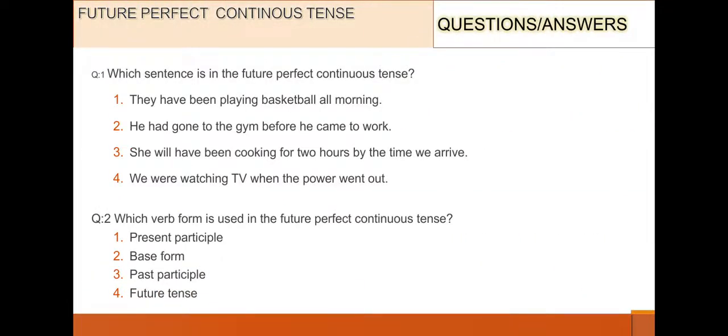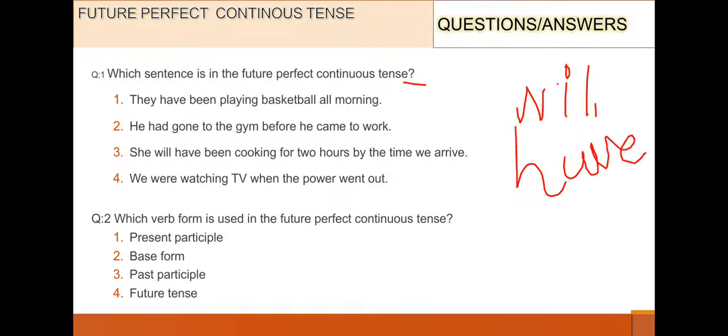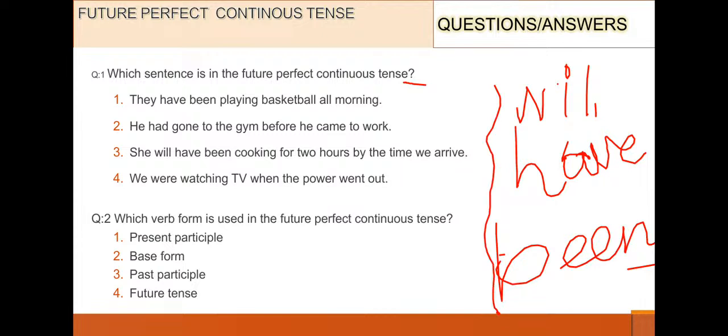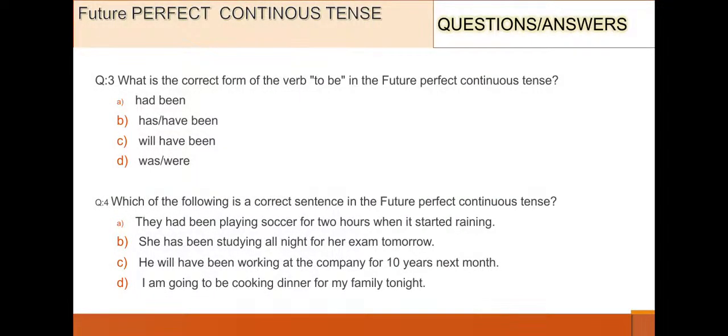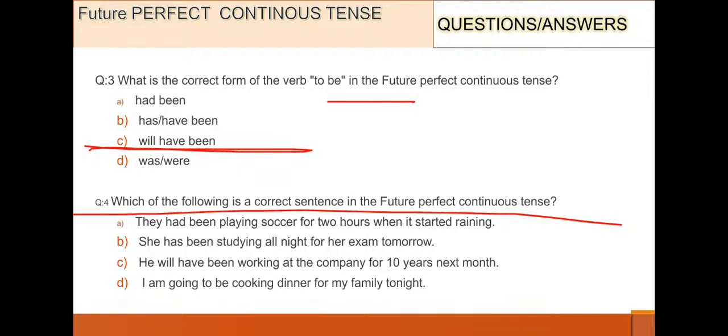Let's take some questions right here. Which sentence is in future perfect continuous tense? What you have to do is check that will is always placed in future tenses. And then after will, what you have to check is have, and then been. Been is also important. Check if you have anything like that. Which verb form are we using? We are using the present participle, the fourth form of the verb. Now, will have been, which is the correct sentence? This is the correct sentence: He will have been working at the company for 10 years next month.